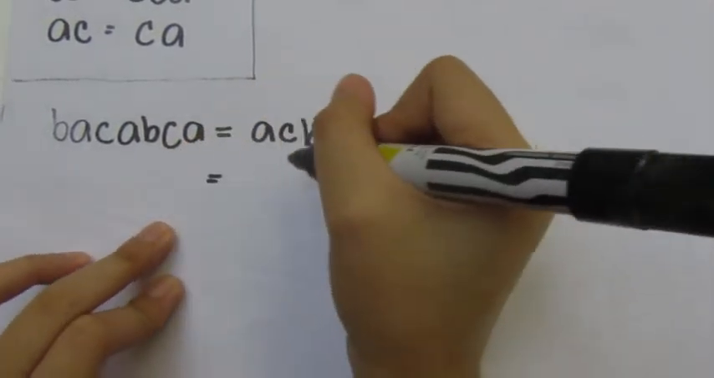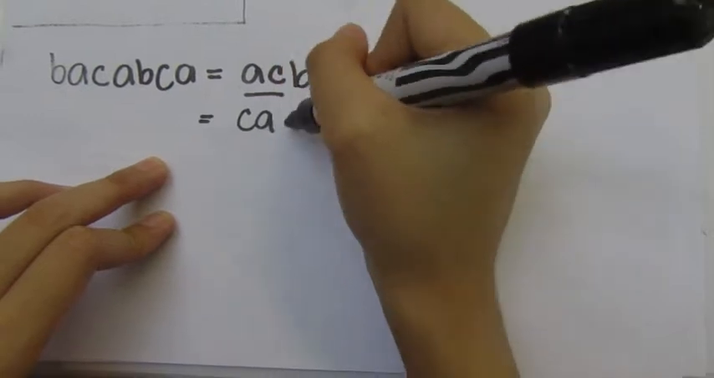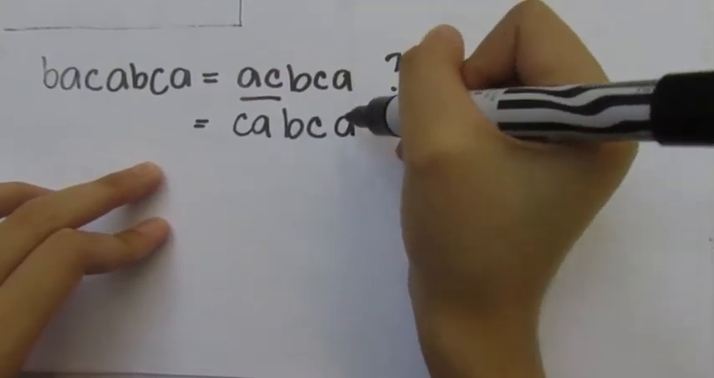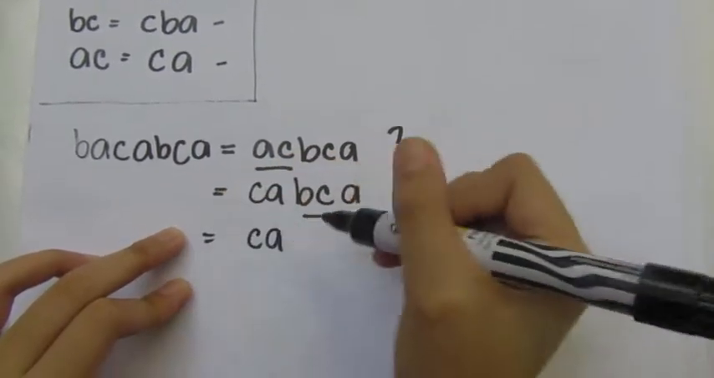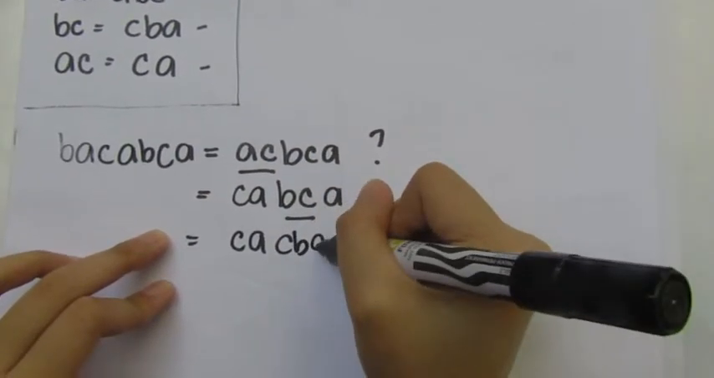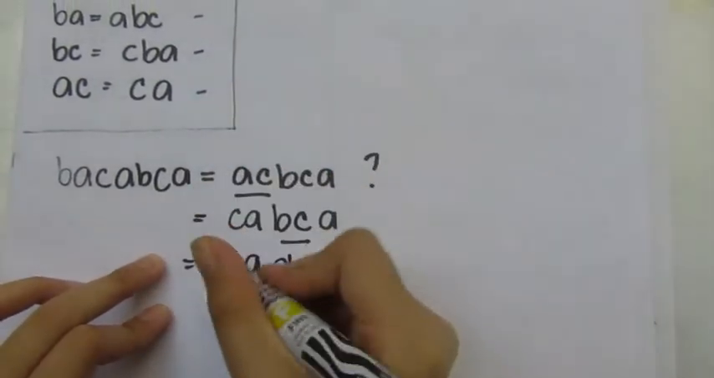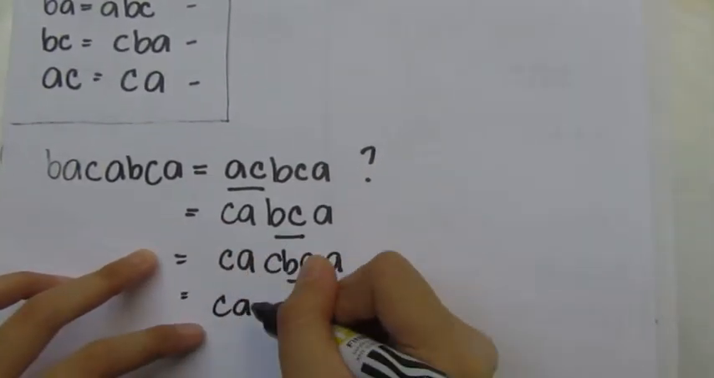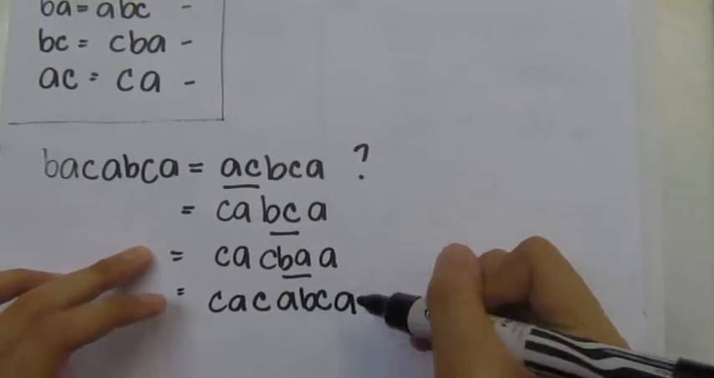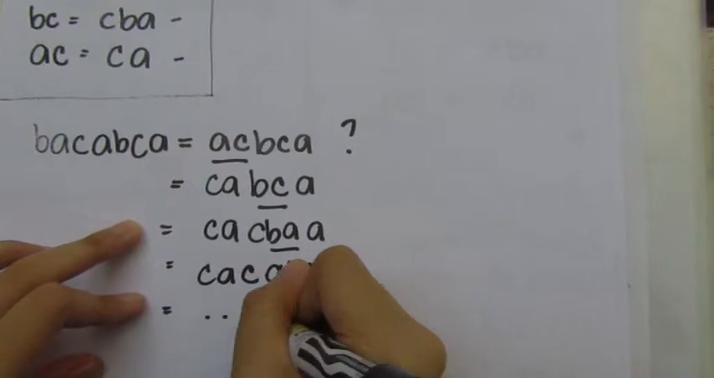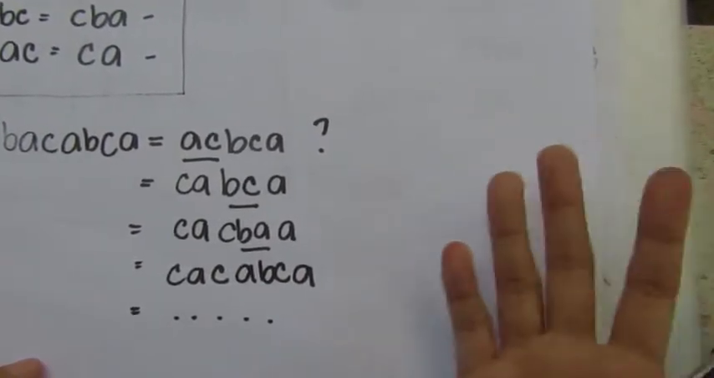To prove it, we can use substitution. So we replace AC with CA, so it becomes CABCA. We replace BC with CBA, so it becomes CACBAA, and so on. As you can see, we can obtain many other equations by substitution. It will never stop if modeled by a Turing machine, since it will continue to substitute, thus making it undecidable.